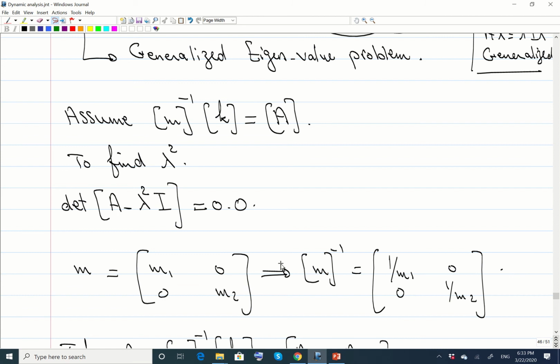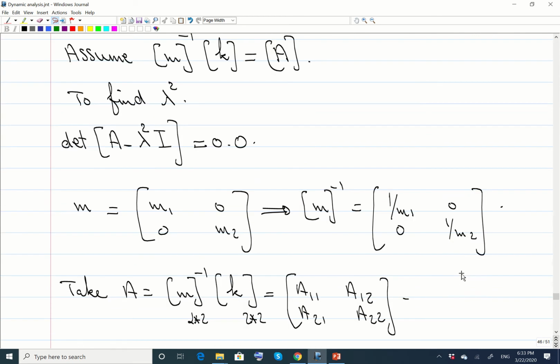If this is m, what's the inverse? It's going to be 1 over m1 and 1 over m2. Even if this is a 10-story building, there will be the masses of the 10 stories on the diagonal, m1, m2, m3, and the inverse of this would just be the inverse of the diagonal values. Okay, so now this is m inverse. I need to multiply m inverse by k, which is going to give me that matrix over here.